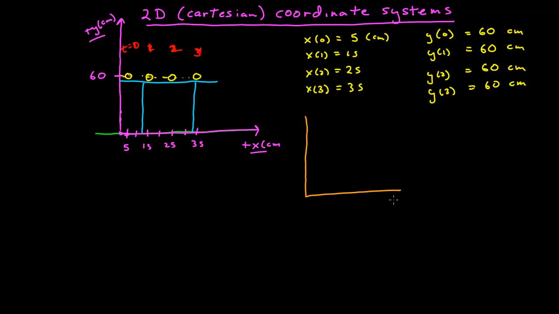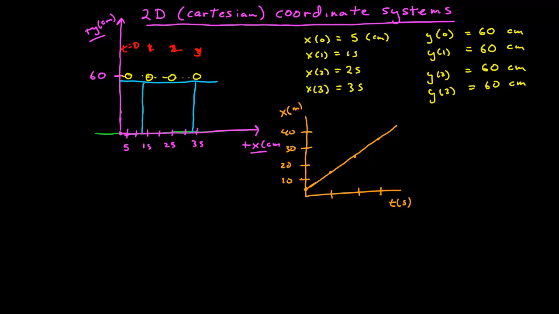If we want a graphical representation of this information, now this is not the entire position, but just the x-coordinate of the position as a function of time. So x in centimeters, t in seconds, 1, 2, 3, and there's 10, 20, 30, 40. It started at 5, and then at 1 it is 15, 25, 35. So this is now the graphical representation of the x-coordinate of the motion.